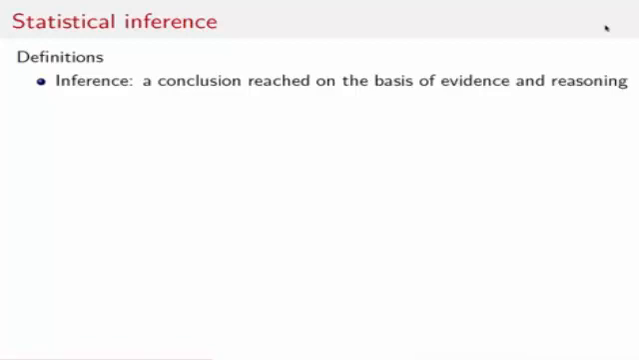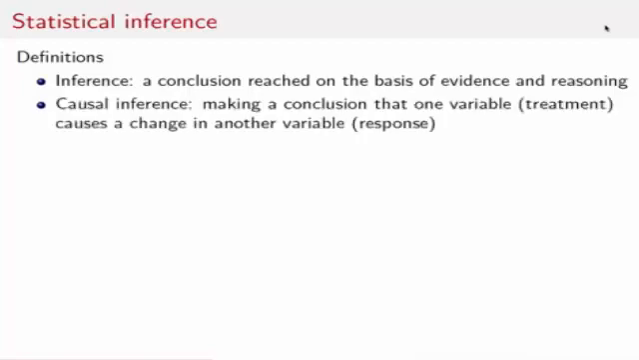Alright, so statistical inference is conclusions that are reached on the basis of evidence and reasoning. This evidence usually is in the form of data. And we'll be particularly interested in two aspects of inference.